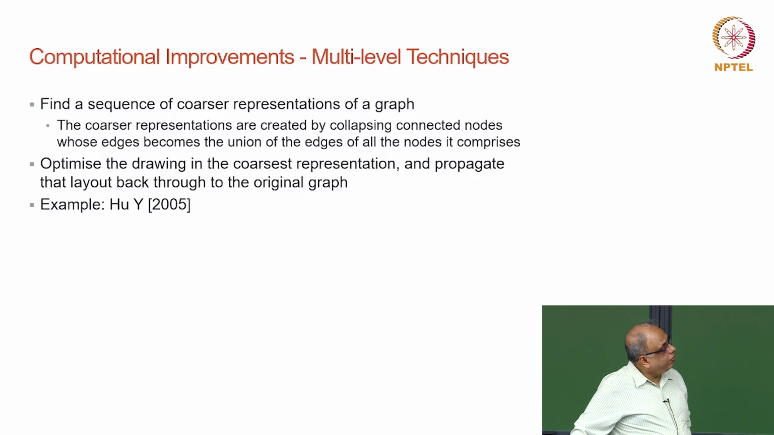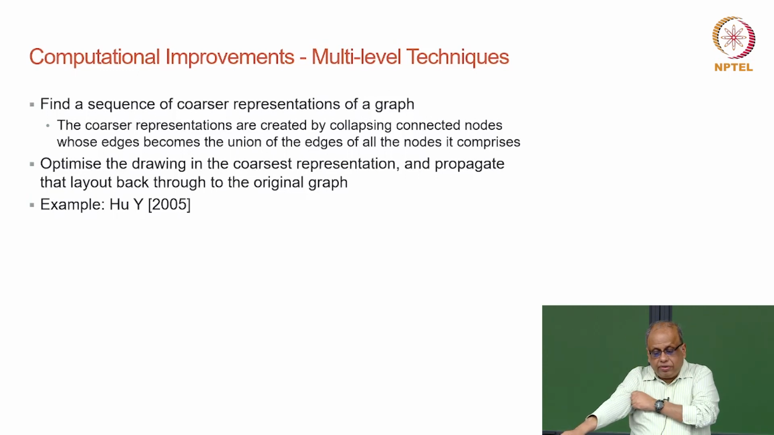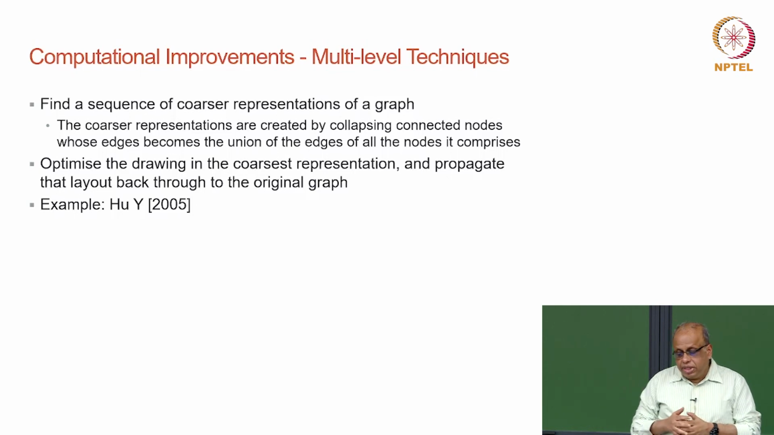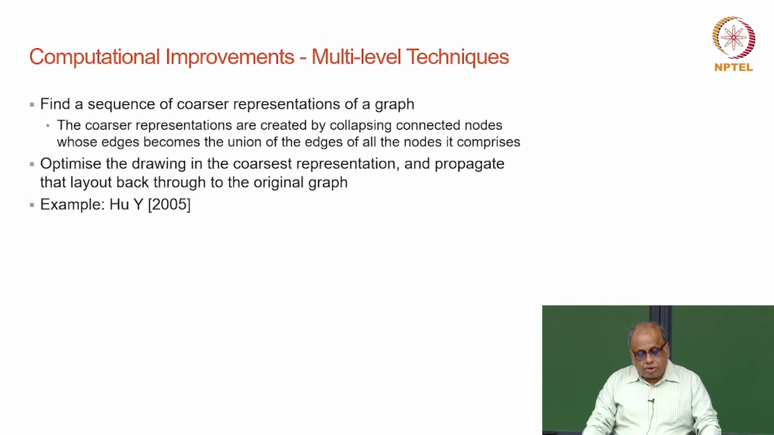So people have, of course, worked on how to improve this. One of the problems with these algorithms is that they take a long time. So one technique people have tried is multi-level techniques. Find a sequence of coarser representations of the graph. The coarser representations are created by collapsing connected nodes, whose edges become the union of all the edges.